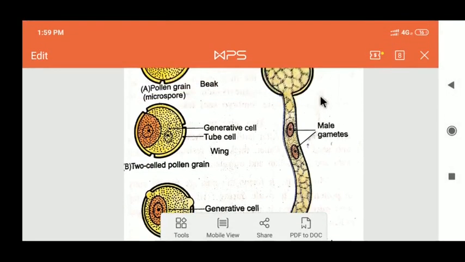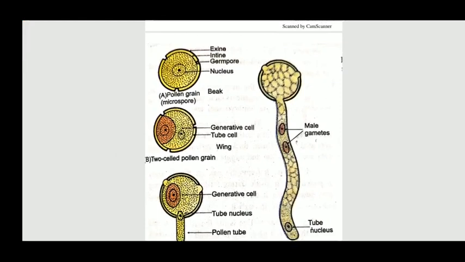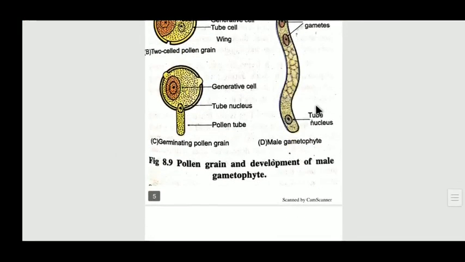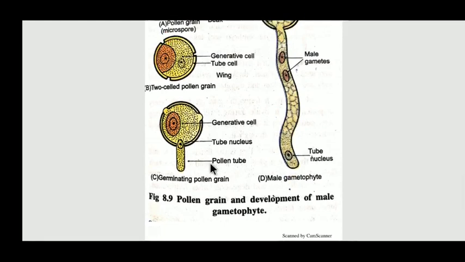Okay, so this is all about the development of the male gamete, that is, the microspore. So in this video we have seen two topics, that is, the TS of anther and development of the male gametophyte.